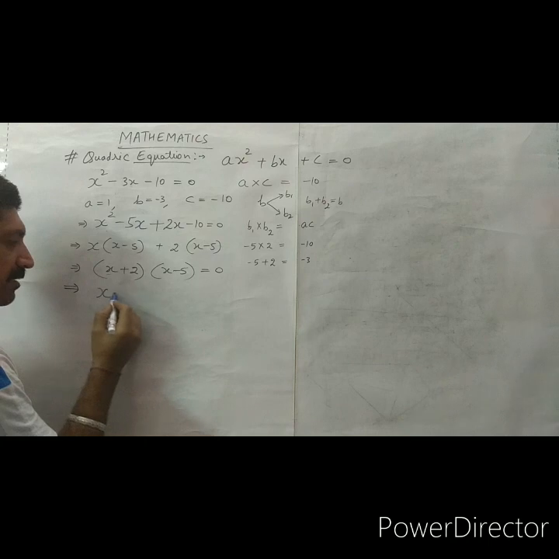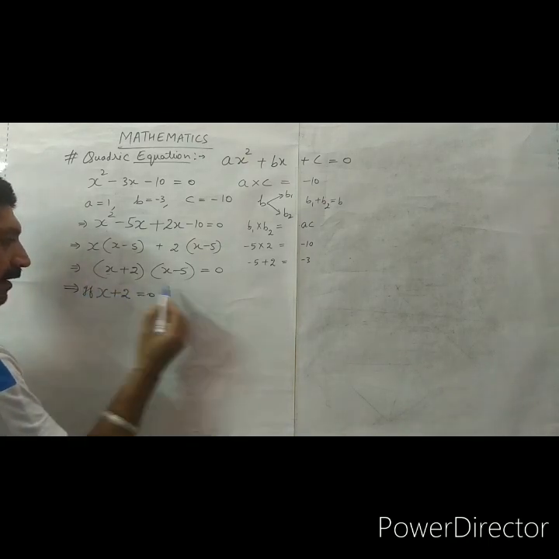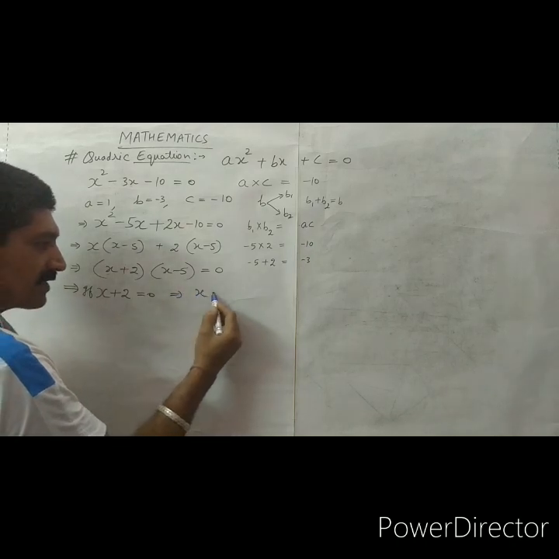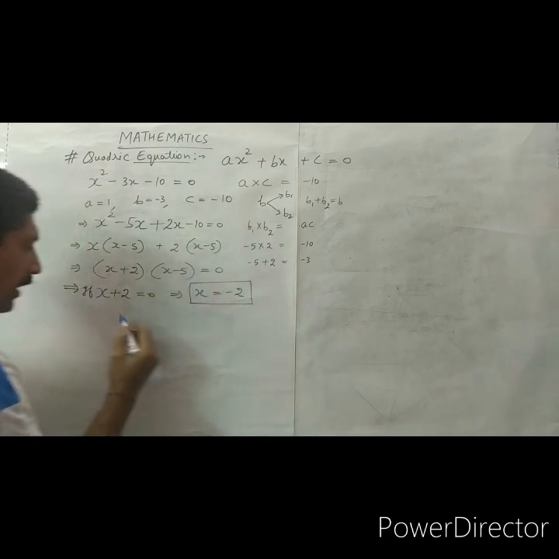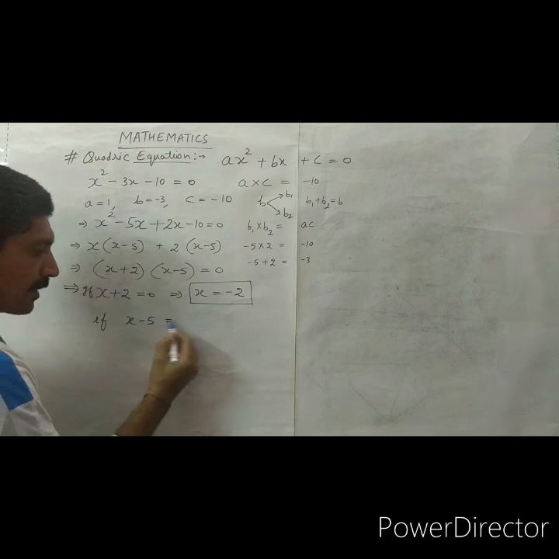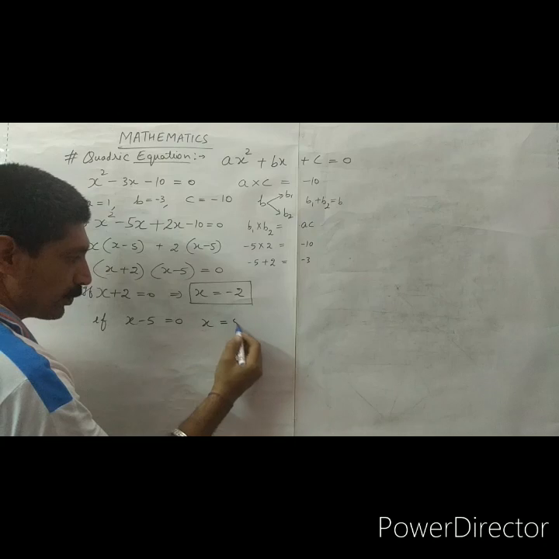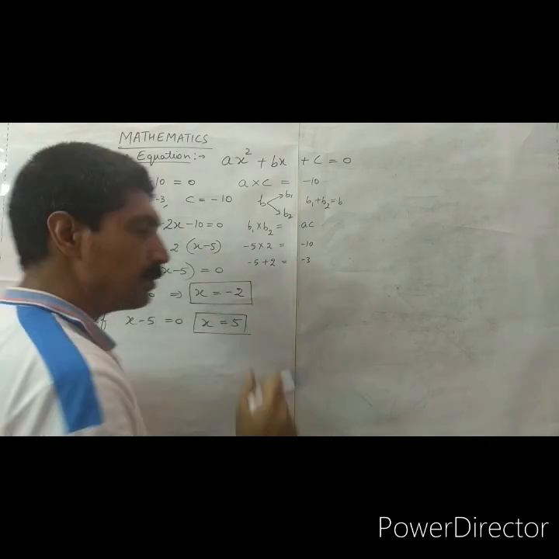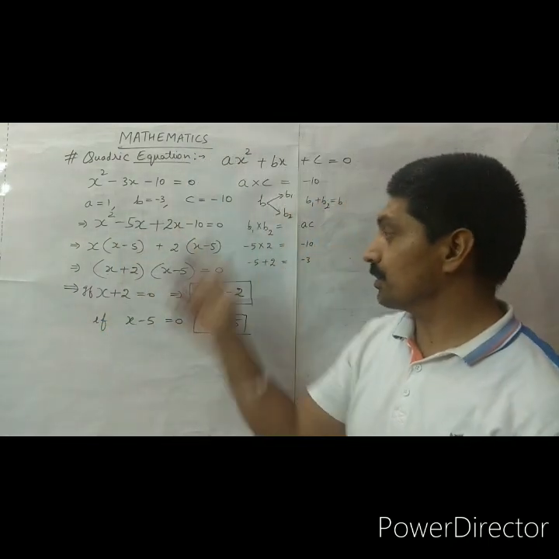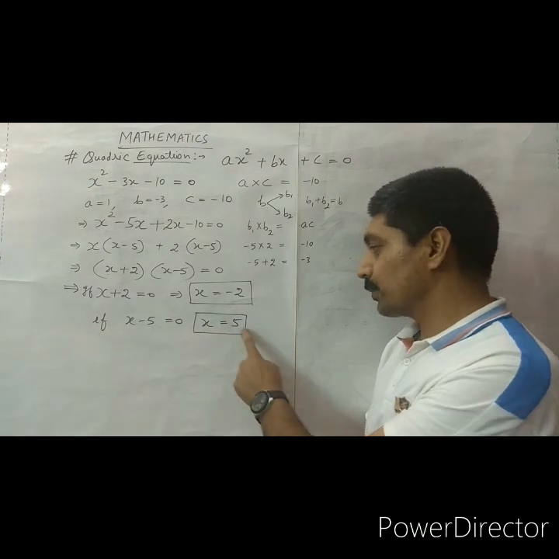If x plus 2 is equal to 0, this implies that x is equal to minus 2. So one of the solutions is x is equal to minus 2, and if x minus 5 is equal to 0, this implies that x is equal to 5. So we have two solutions of this quadratic equation: x is equal to minus 2 or x is equal to 5.